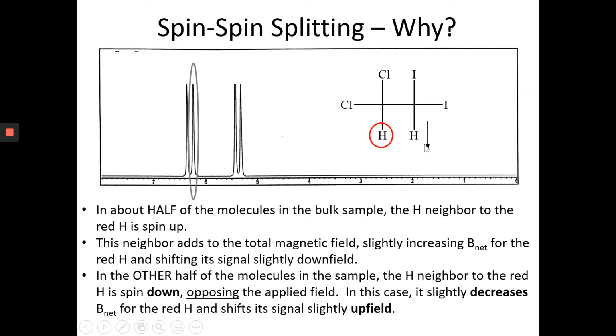So this is an added contribution to B local that results in two slightly different versions of this molecule, right? And the same thing is true with this guy. This guy also has one neighbor. He could be up or down. That's why this is also split in two. Okay, so this is the characteristic pattern that you see when you have one neighbor. One neighboring hydrogen tends to cause a signal to be split into two. Of course, it can be a little more complicated.